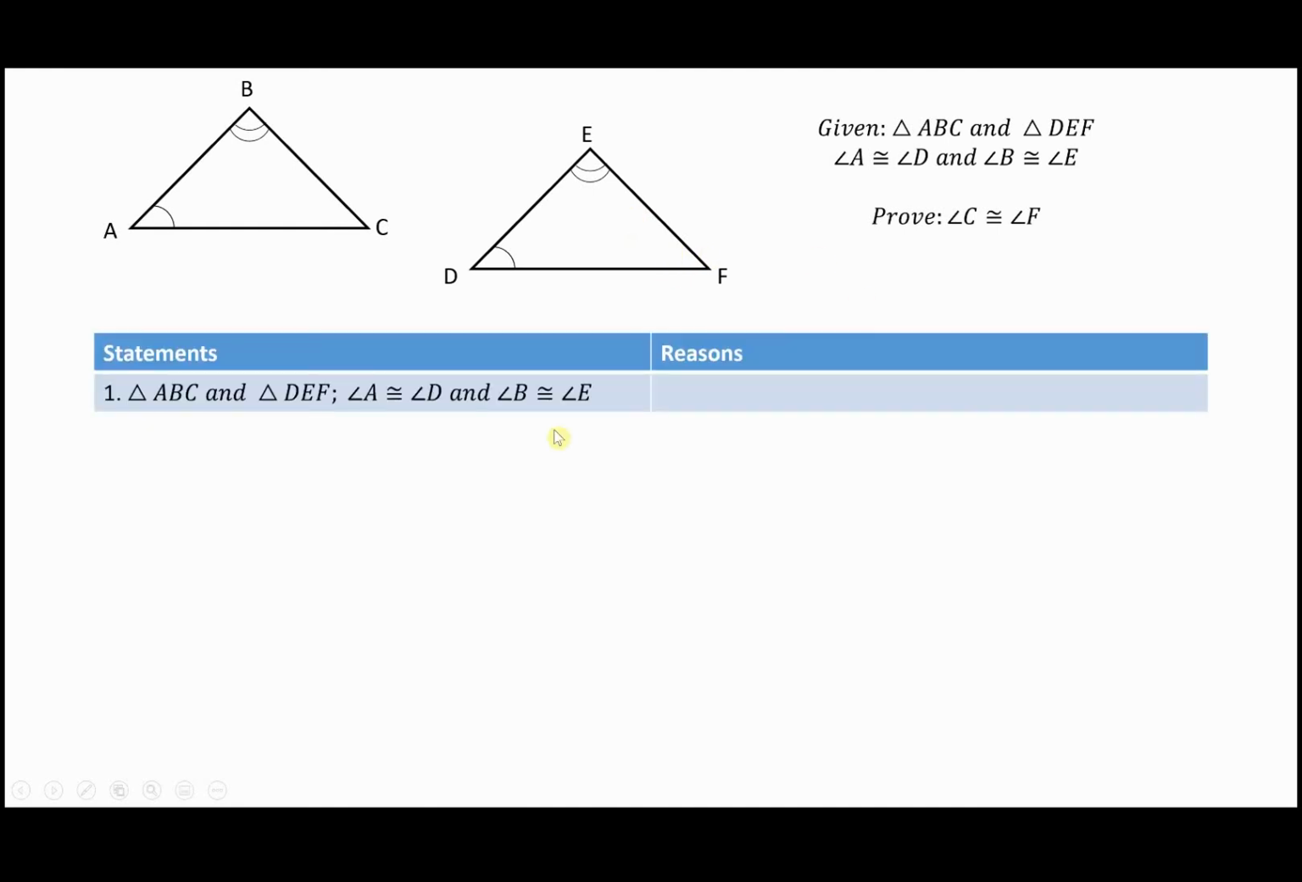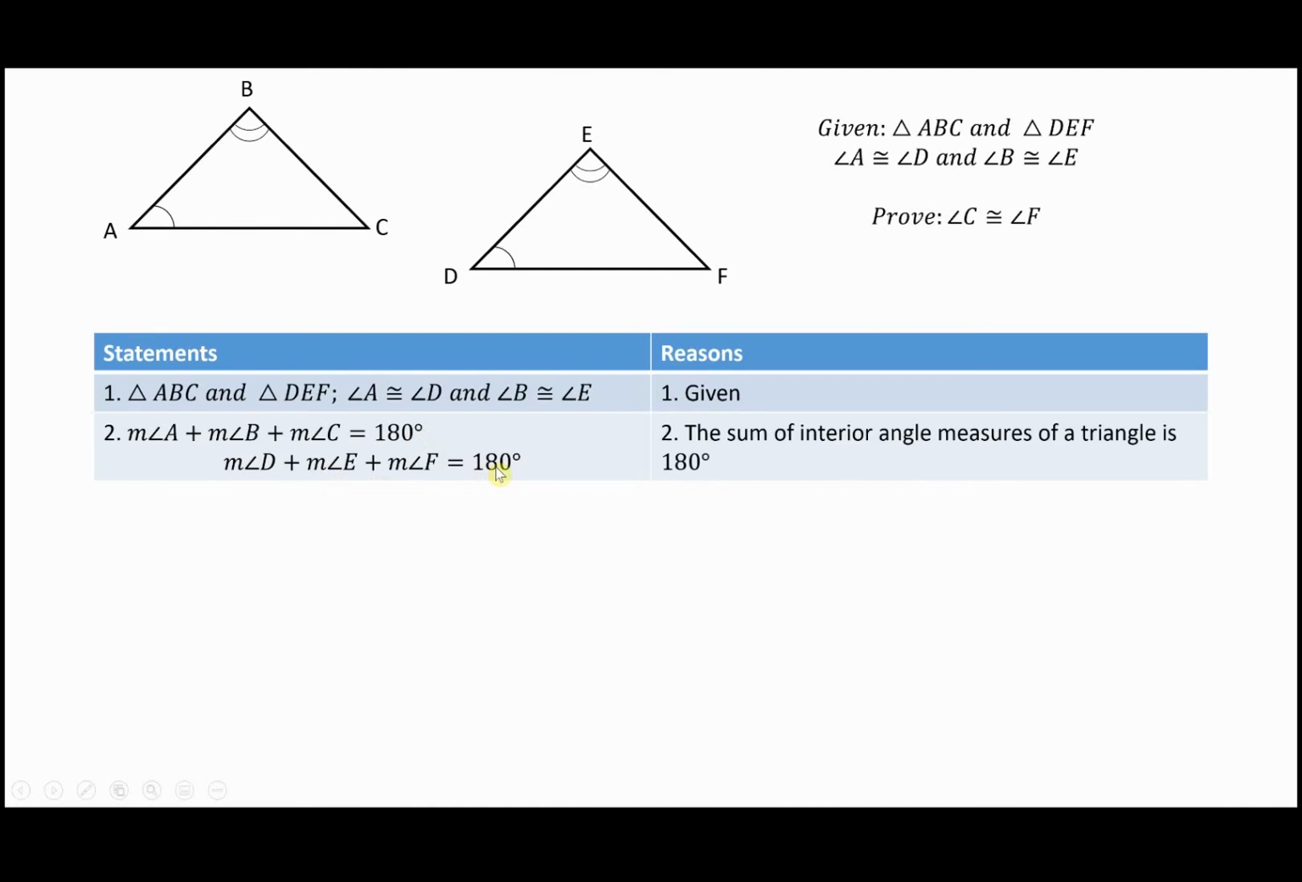So always start off with your given information, plop it into the first statement, and reason it with the justification of given. Cool, done deal. And then where can we go with this? Well, we can say that by virtue of these two polygons being triangles, their interior angle measures sum to 180 degrees. And that's that first theorem. So the sum of the interior angle measures of a triangle is 180 degrees. Boom. I just went ahead and wrote the entirety of that theorem as justification for this first move that I made after the given information was laid out.